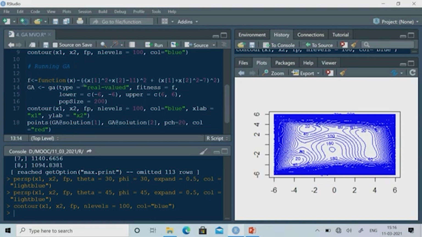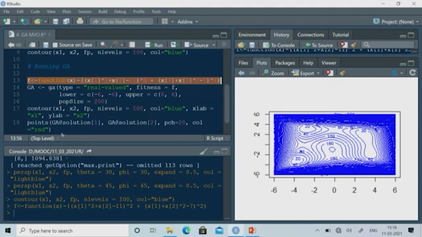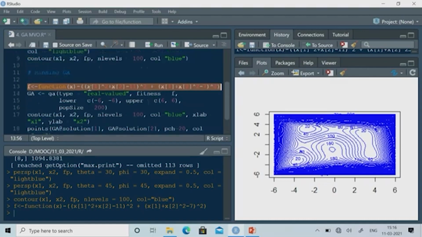So, this is the function of x1 and x2. This is x1 square plus x2 minus 11 whole square plus x1 plus x2 square minus 7 whole square. Then, this is the function f. So, let us execute this particular line. So, I am getting this particular function. Now, I am running the GA function.